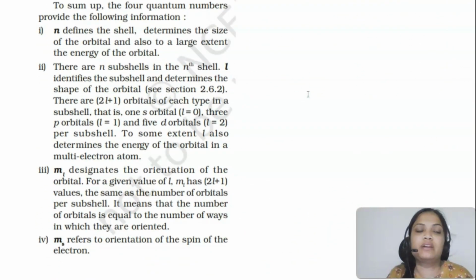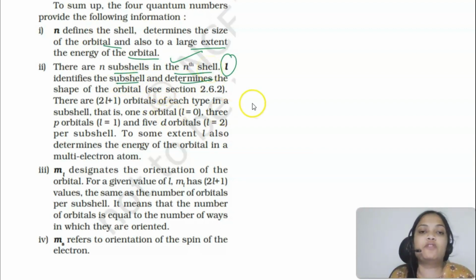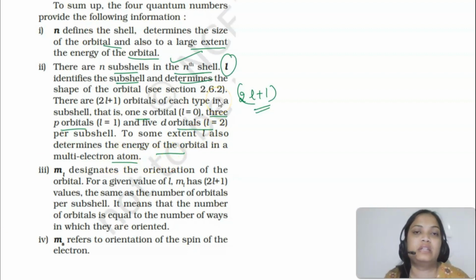So if I want to summarize, you can note here that n defines the shell of the electron. It tells us the size of the orbital and the energy of the orbital to a large extent. Then there are n subshells in the nth shell, like L. L is the azimuthal quantum number which identifies the subshell and determines the shape of the orbital, and there are 2L plus 1 orbitals of each type in a subshell. Okay, like 1s orbital, there are 3p orbitals, 5d orbitals. Okay, and to some extent L also determines the energy of an orbital in a multi-electron system.